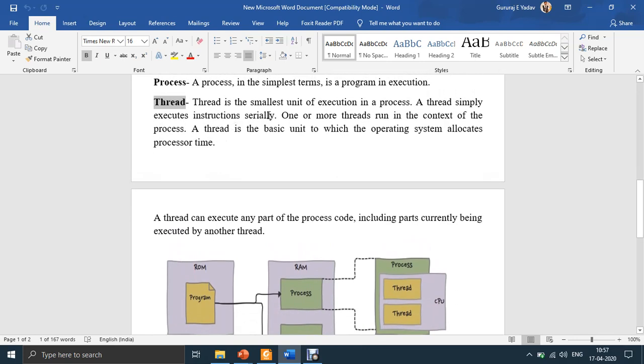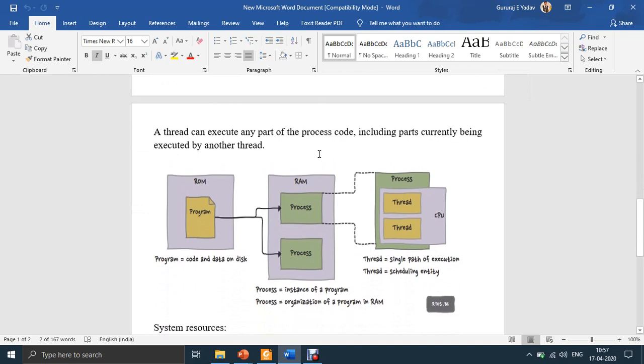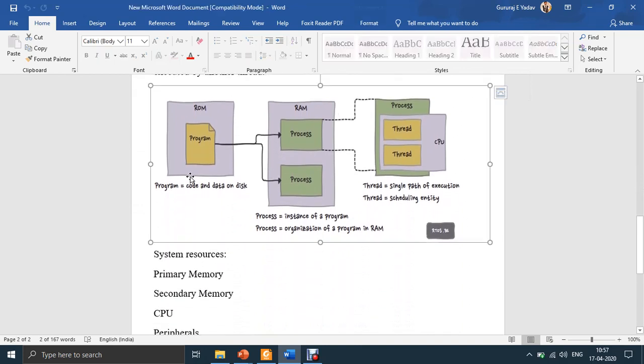So again, this definition is taken from the same source, executive.io. Next, you can see the diagram here. So program. Where is the program? It is in the ROM. So ROM is the secondary memory, the hard disk or just a disk. Whenever you start to execute this program, it will be moved to the RAM, which is the primary memory.